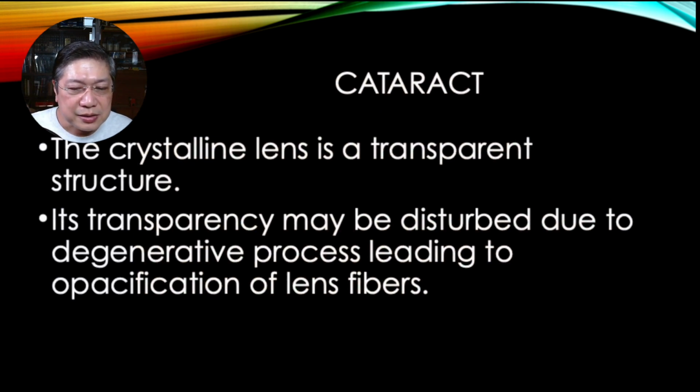Now, a cataract is any opacity in your crystalline lens. So the crystalline lens supposedly is very transparent. If you see an opacity, no matter how small, no matter how big, it's a cataract. It doesn't matter whether the opacity is in the middle, at the side, in front, or at the back. If there's an opacity in your lens, it's a cataract.